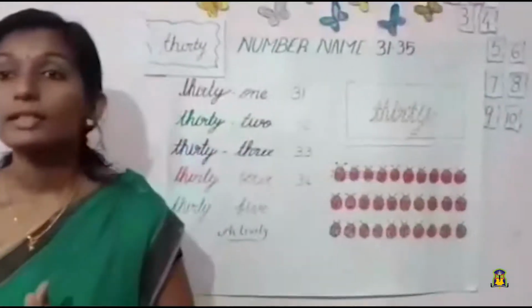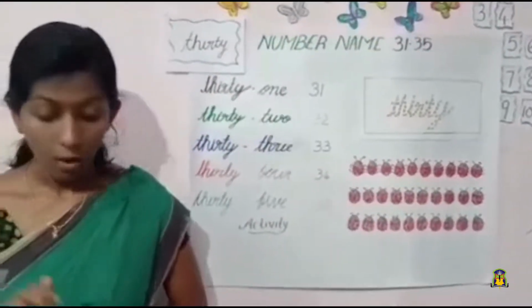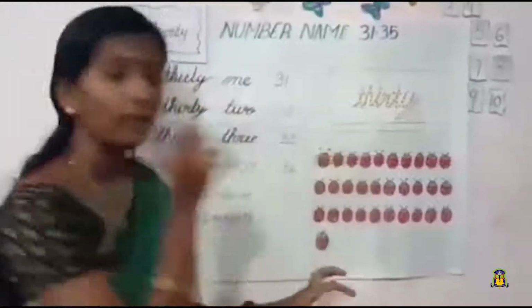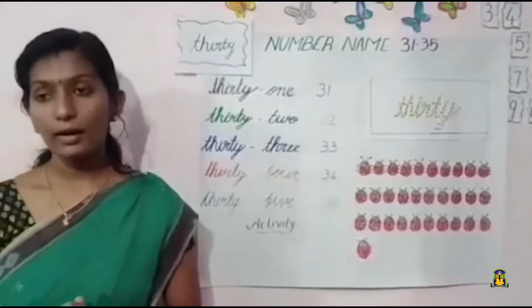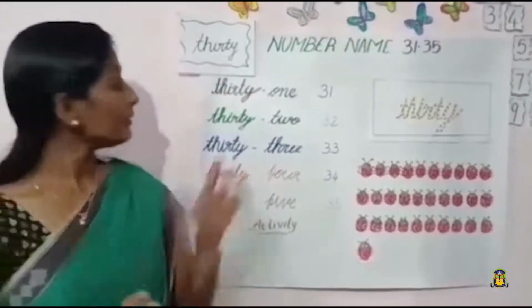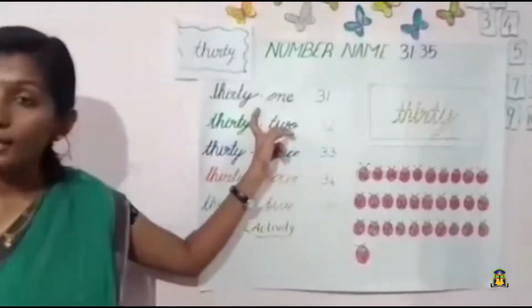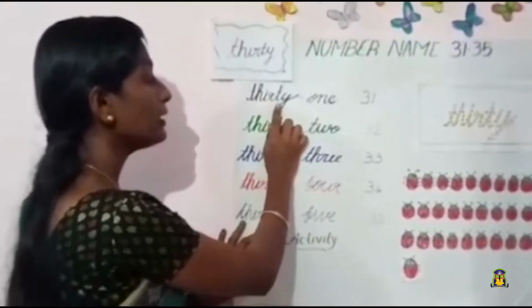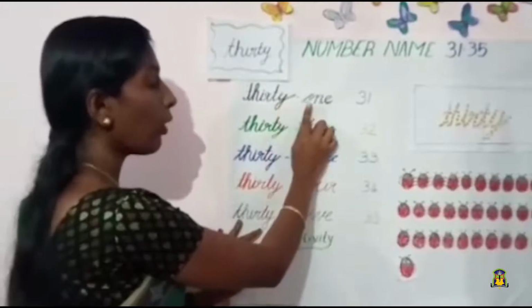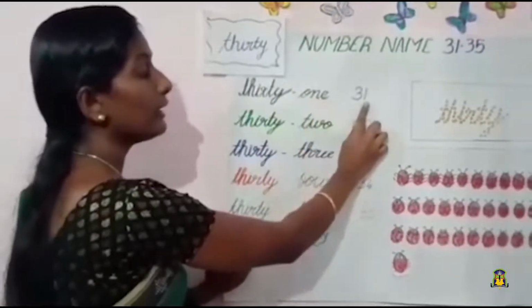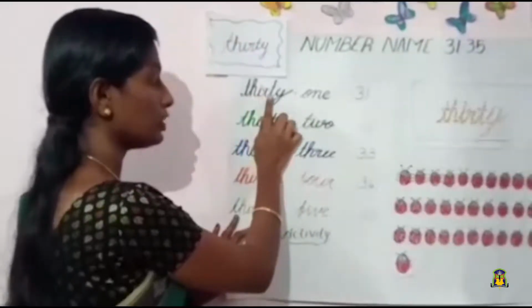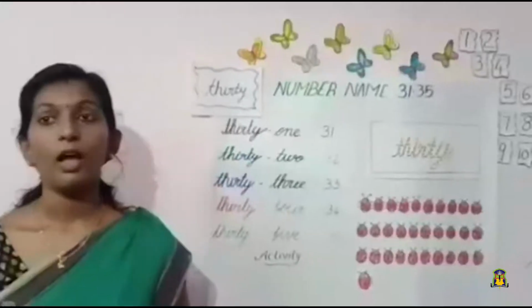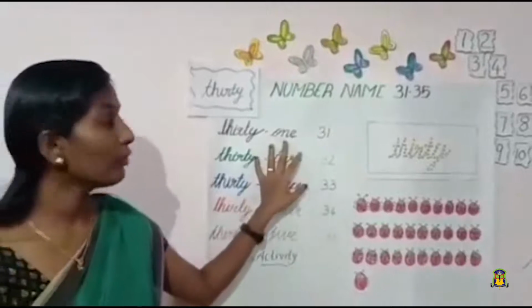Here we have 30 ladybugs. When we add one more ladybug, it becomes 31. 30 and 1, 31. Now we learn the spelling of 31. T-H-I-R-T-Y, 30, O-N-E, 1. 31. T-H-I-R-T-Y-O-N-E. 31.